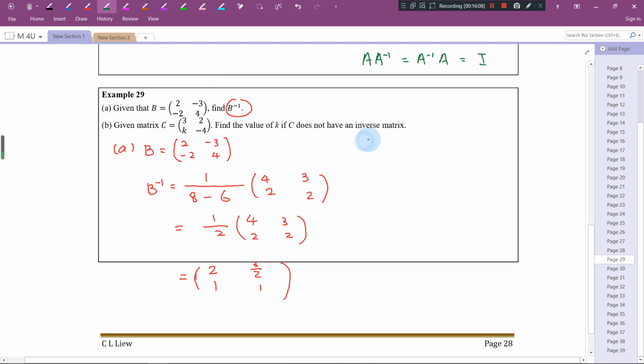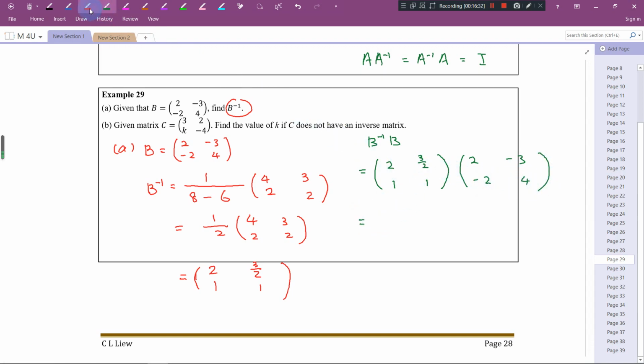Okay, so B. You can use this or this. How about I use this one? B inverse times B, which is equal to 2, 1, 3 over 2, 1, multiplied by the matrix B, 2, negative 3, negative 2, 4. Okay, I hope that you still remember the process. How do we do the multiplication between two matrices? Draw a horizontal line for the first matrix and a vertical line for the second matrix.